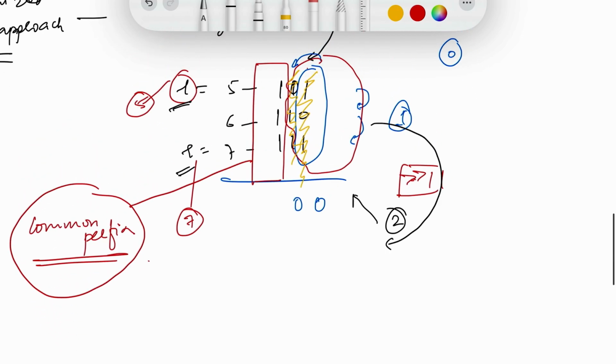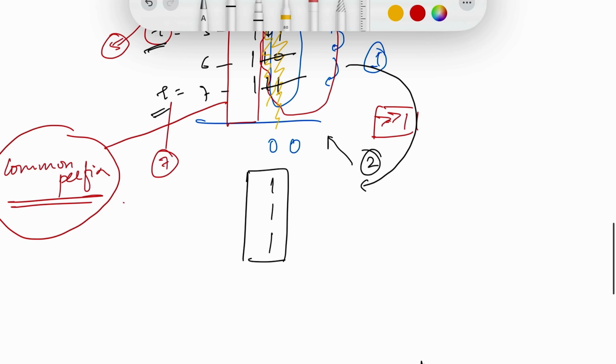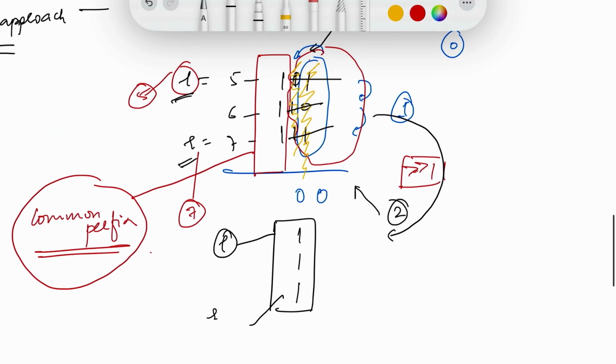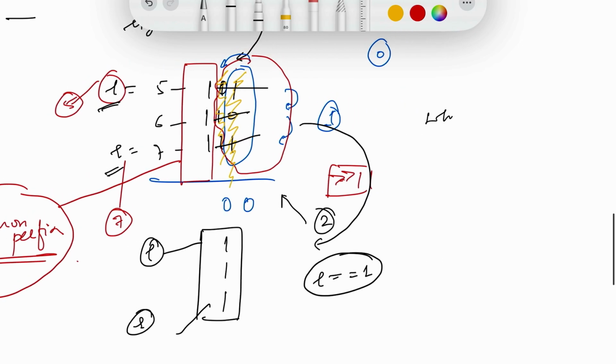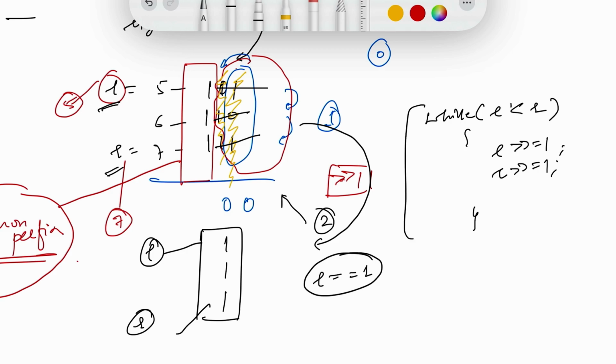So what if I do 2 right shifts on all the values? It will be 1, 1, 1. These two will be gone, these two will be gone, these two will be gone. So all of these values are 1, 1, 1. It means that the left value and the right value are now equal. So what we are going to do is, while left is less than R, we will keep on doing the right shift. Left right shift by 1, right right shift by 1. Okay, now we are able to achieve the prefix.